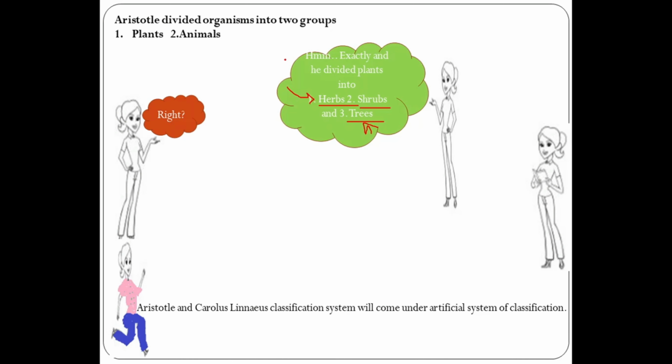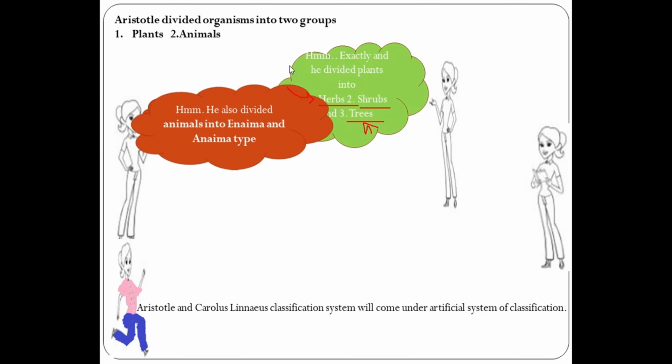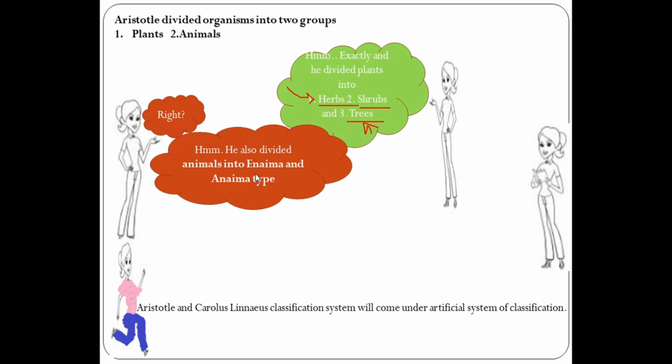Okay, so likewise for the animals too, he looked at the blood color and divided them into enaima and anaima types. What is the meaning of enaima and anaima types? Enaima are the ones with red blood, right? E for erythrocytes. Remember it in such a manner: to remember E, you consider erythrocytes, right? So if the organism has red blood, that is enaima type, and if it is without red blood, that is anaima type, right? Other than red blood, it will have another blood color. Okay, so that is anaima. Enaima is the one with red blood.